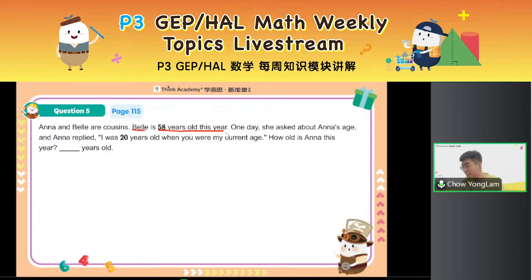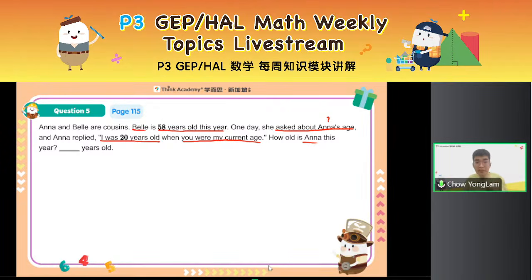Okay, pay attention. This is a new question. Belle is 58 years old this year. One day she asked about Anna's age. You don't know Anna's age, but Anna just said, I was 20 years old when you were my current age. So how old is Anna this year?